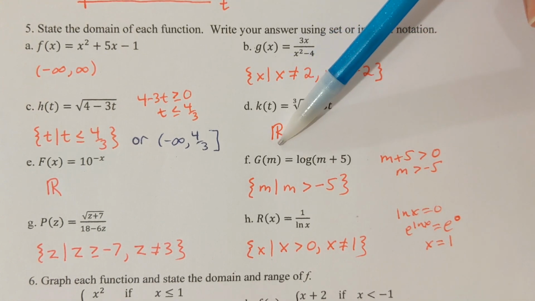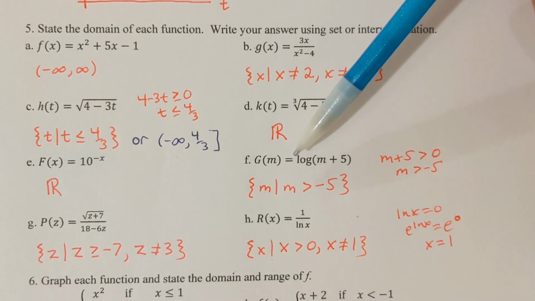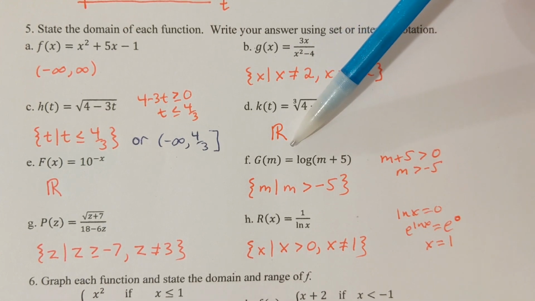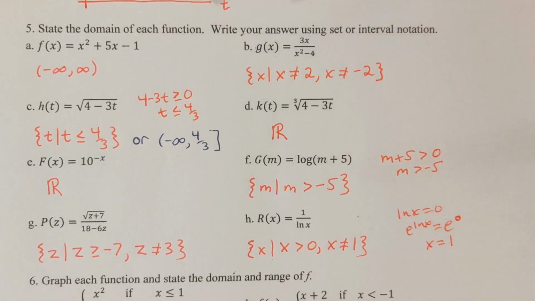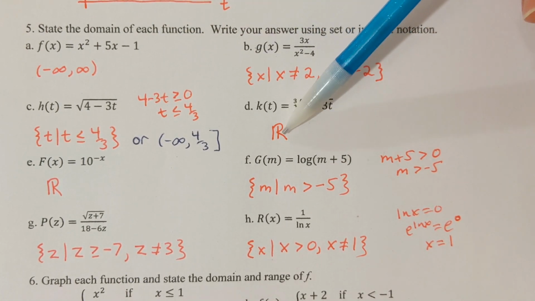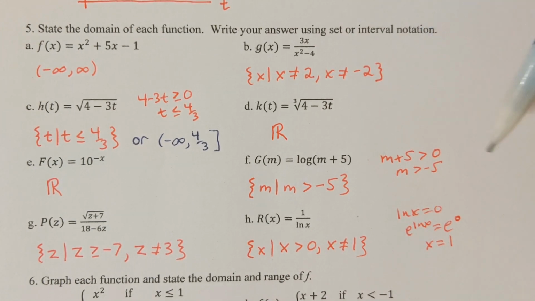Okay, and here'd be the symbolic way to represent the set of all real numbers. We use a capital script R. A lot of books will use that. Okay, you could also use interval notation, or you could write out all real numbers. There's lots of ways to represent the fact that any number would be okay.